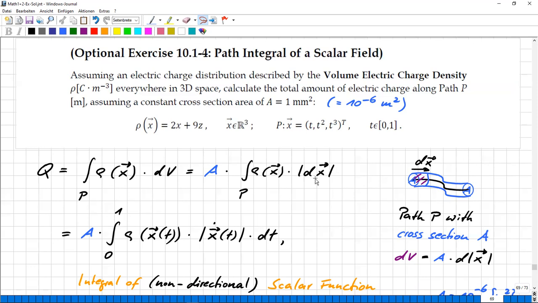Look at here. Imagine the black curve would be our path, okay? And then in blue, I just illustrated how to imagine this cross-section area A valid along the whole path.